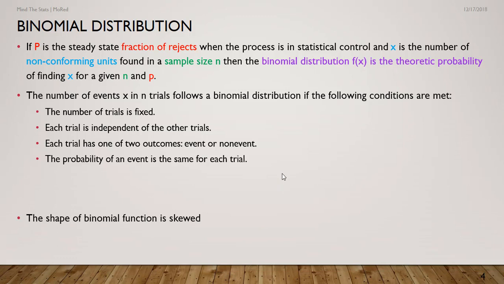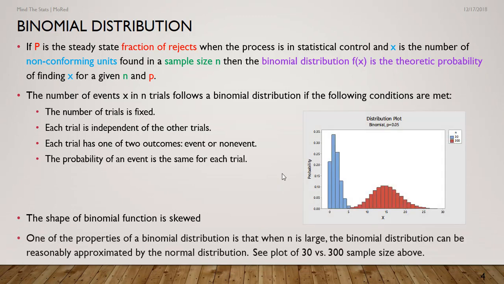The binomial distribution has a skewed shape, similar to the blue one on the left here in that chart. This happened to be for a sample size of 30. As the sample size increases, the shape of the distribution starts looking more and more like a normal bell curve. In this example, the red distribution is for a sample size of 300 compared to the blue one for a sample size of 30.